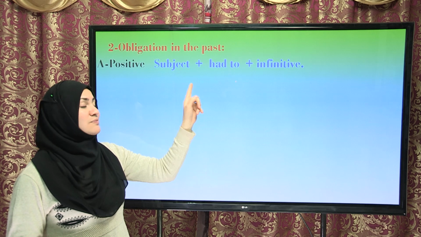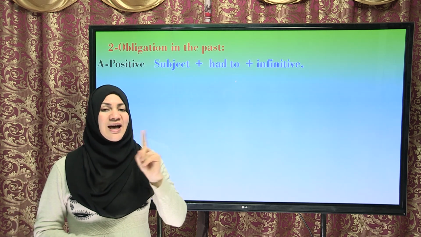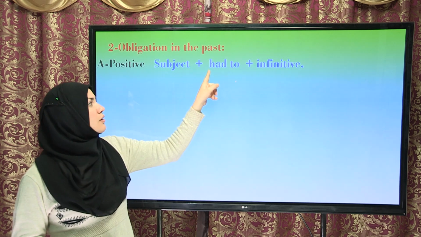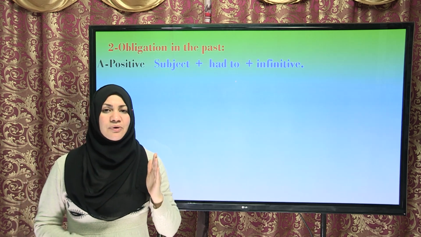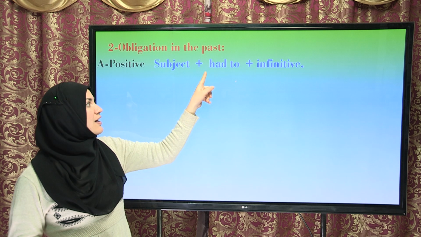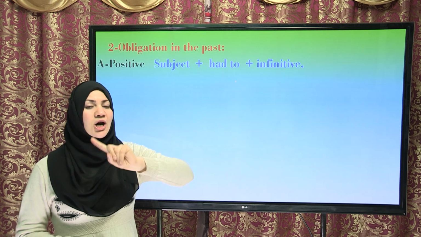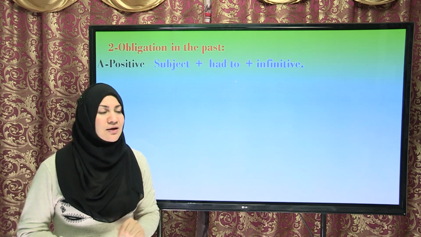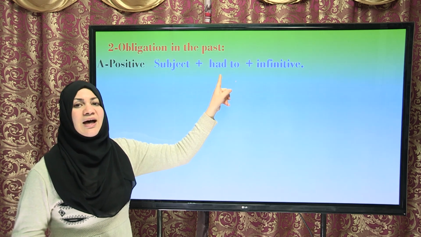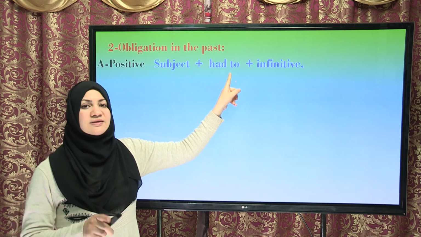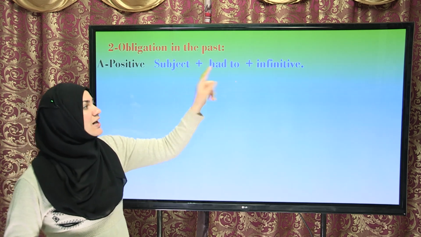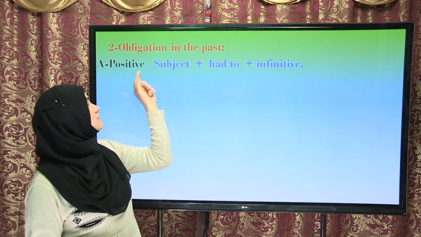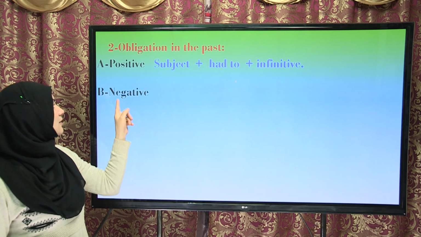So it means we don't have another verb that equals obligation in the past. The past simple of must is had to. There is no other verb in the past. We use had to. Had to is the past simple of must. Subject plus had to plus infinitive. This is the positive form. Negative form.